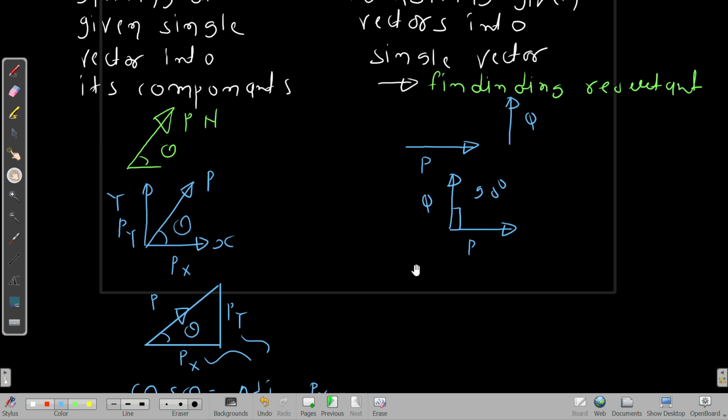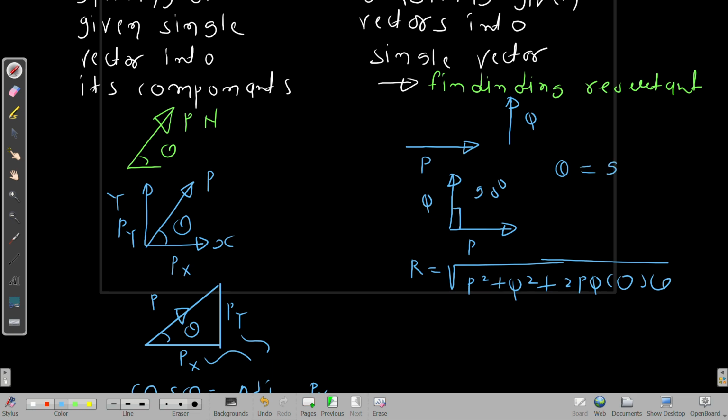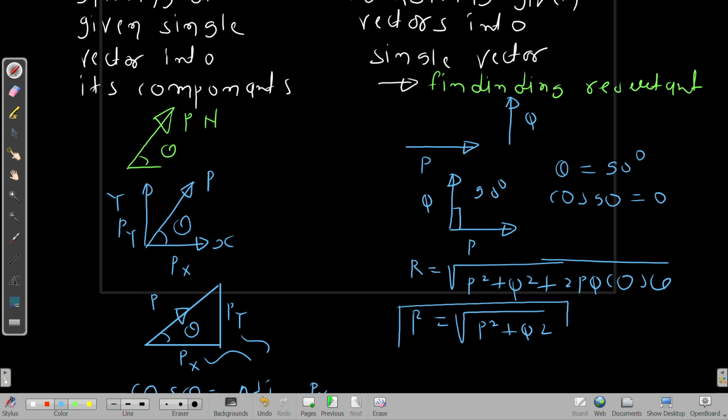Apply parallelogram. The resultant equals, you know the formula, the square root of P square plus Q square plus 2PQ cos theta. Here theta is 90, so what is the value of cos 90? Cos 90 becomes 0. So the resultant becomes simply the square root of P square plus Q square. So this is the composition.